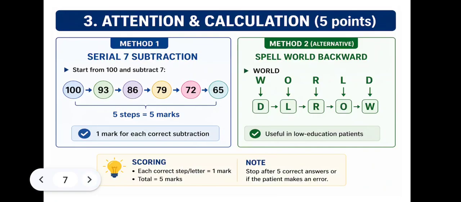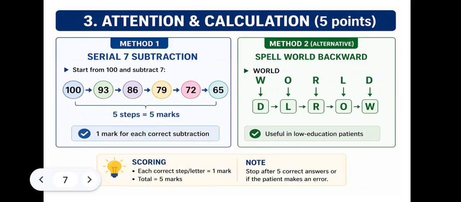Examination of attention and calculation. It can be examined with 2 methods. In one method, the patient is asked to subtract 7 from 100 five times, or 5 from 100 five times. If he is able to do it correctly 5 times, then he is given 5 marks.